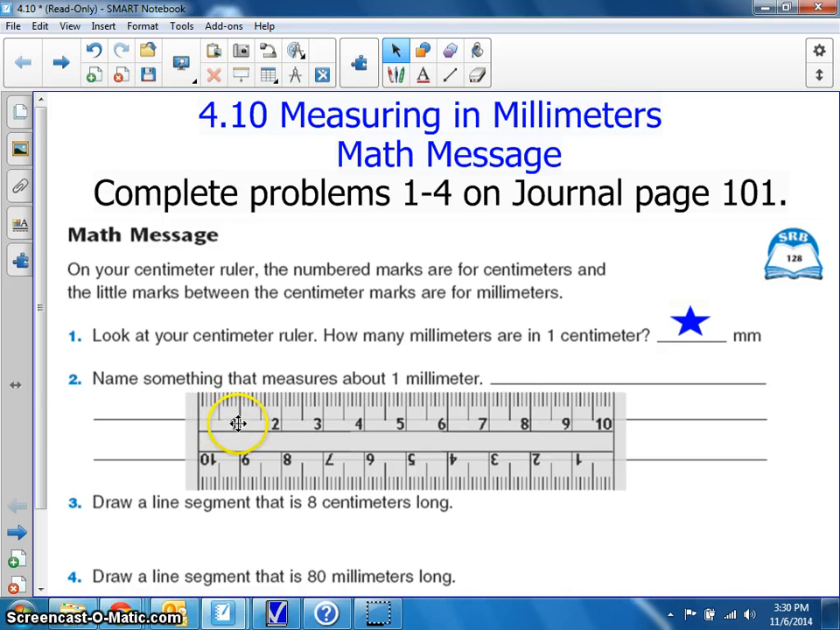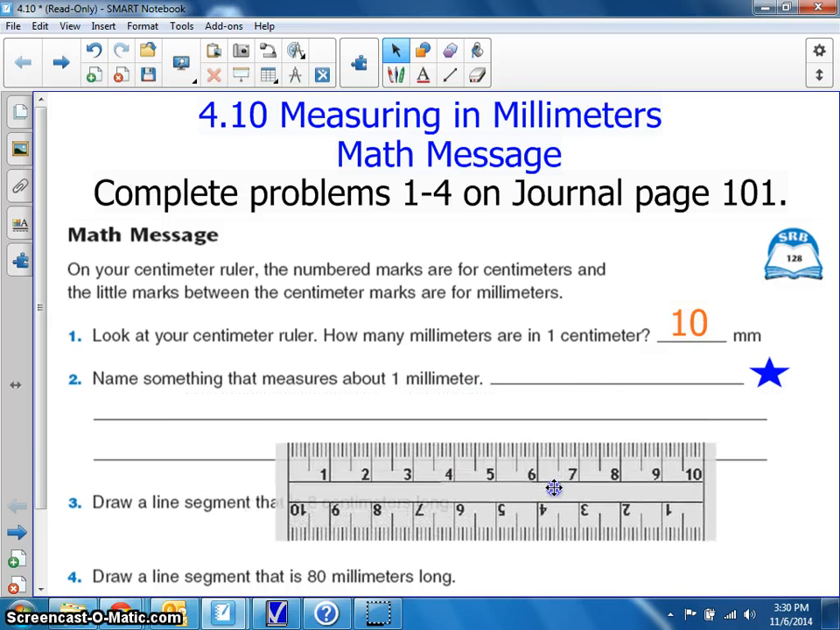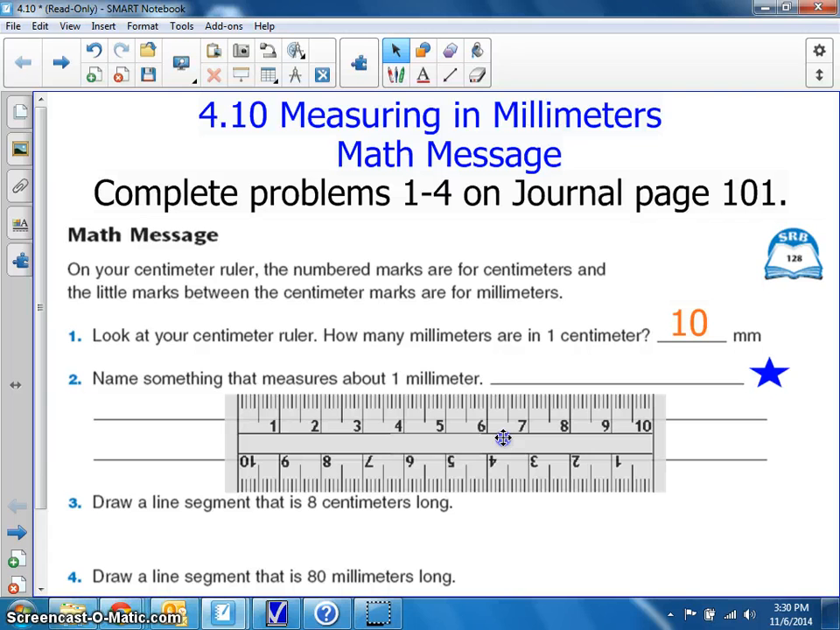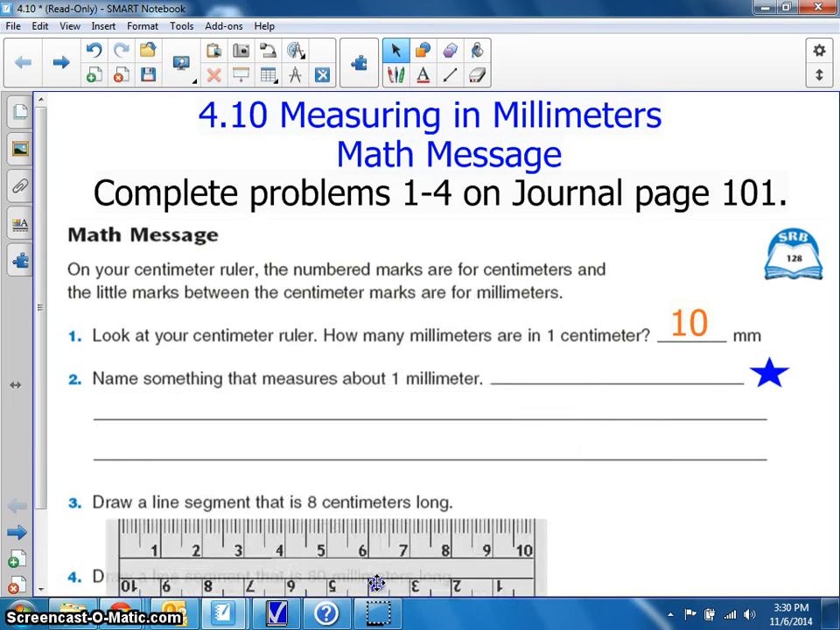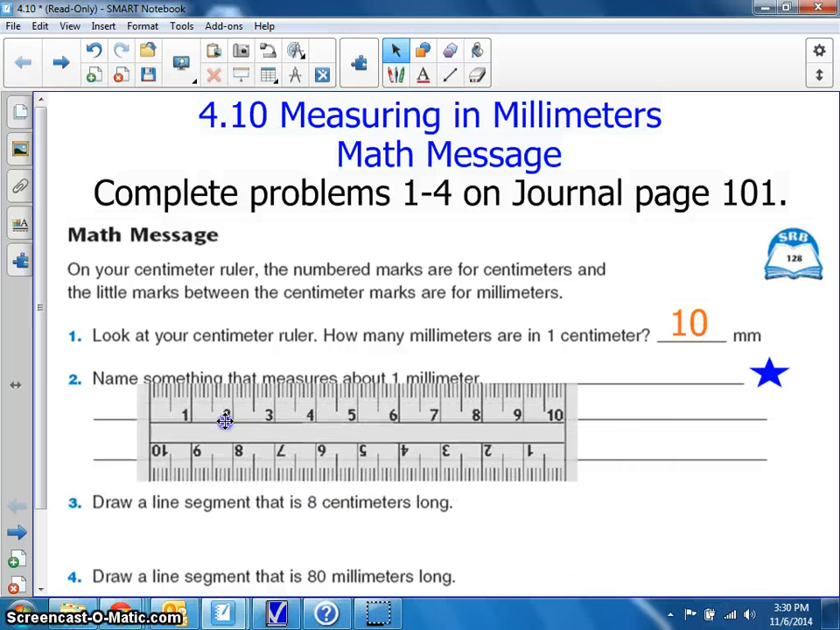We know 1 centimeter is how many millimeters? Well, there's 10 millimeters in a centimeter. So can you look around your house and find things that are about 1 millimeter long? We talked about some things today. Now, I'm going to want you to draw, sorry, I accidentally stopped it. I hope I know where I left off.